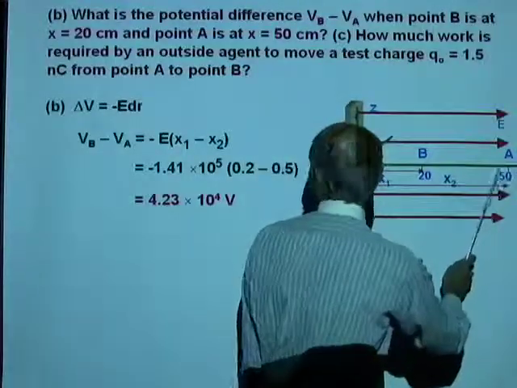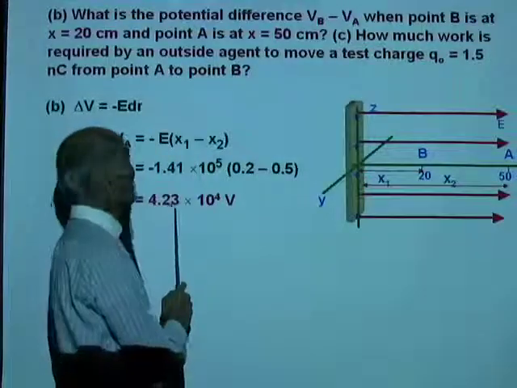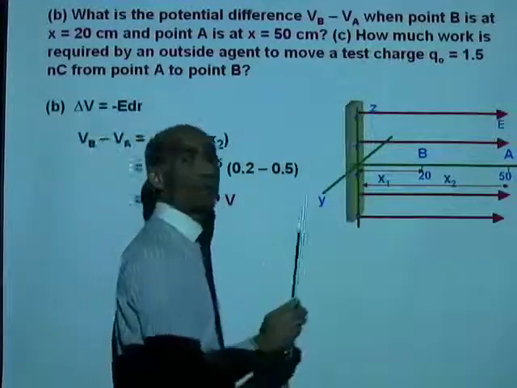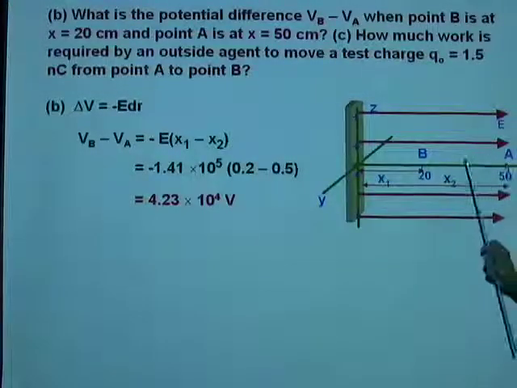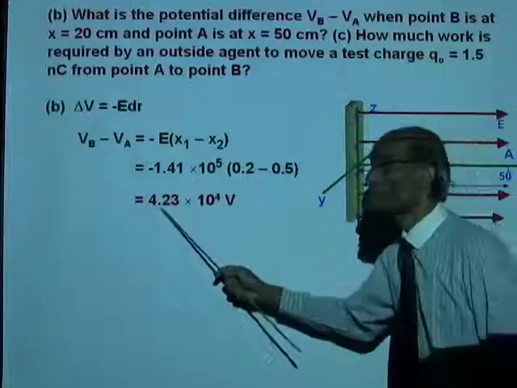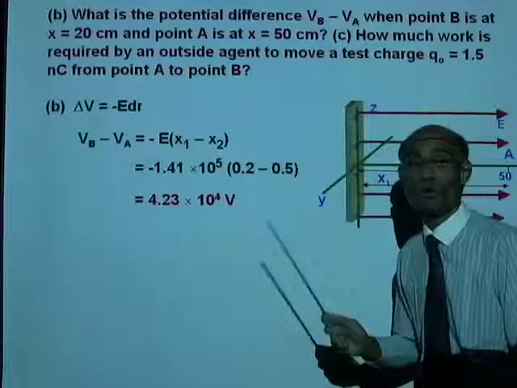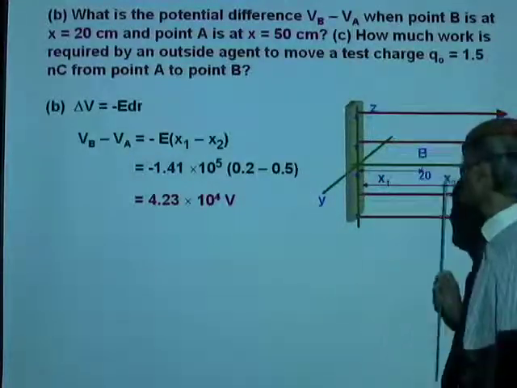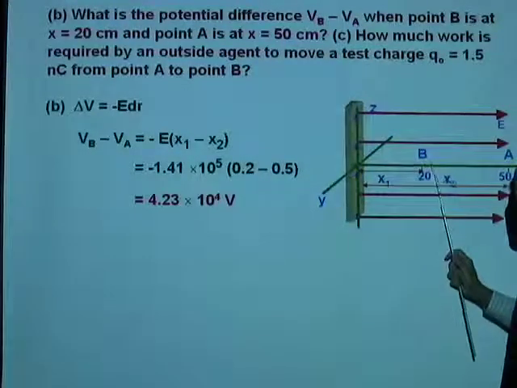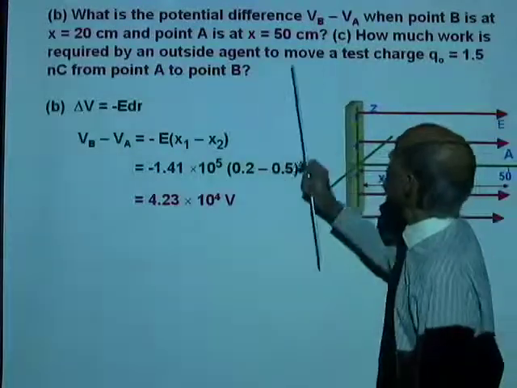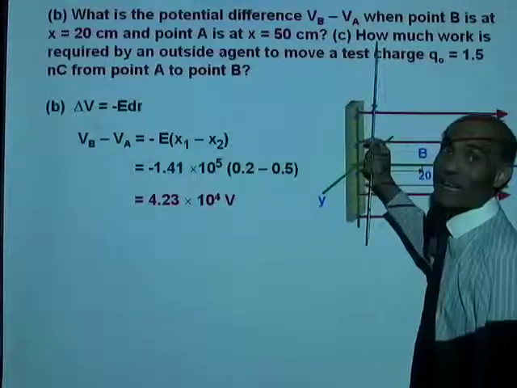Now, the potential difference between points A and B is 4.23 times 10 to the 4 volt. Means in order to move 1 coulomb of charge from A to B, we need to do this many joules of work. So 4.23 times 10 to the 4 joules of work need to be done to move 1 coulomb of charge from A to B. Alright, that's the meaning there. So we found the potential difference VA minus VB. Alright, how about the next one?